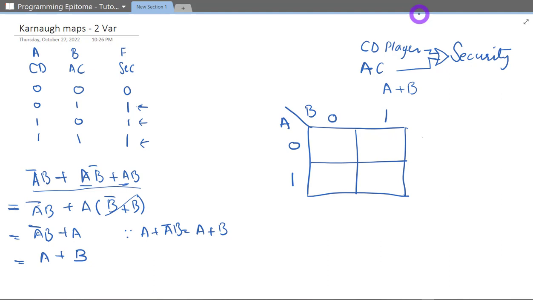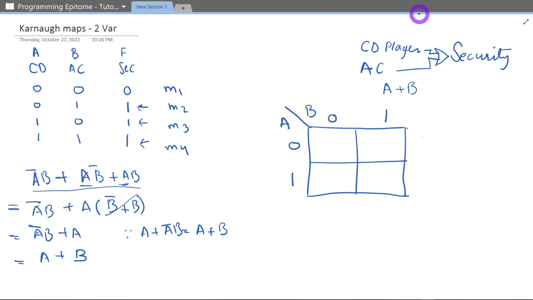So this 0, 0 accounts to this first case. I'm going to name these cases as M1. Basically, this is also how you write the min term. This is the notation for min term as well. Anyway, this first 0, 0, I'm going to call it M1, then M2, M3, and M4.